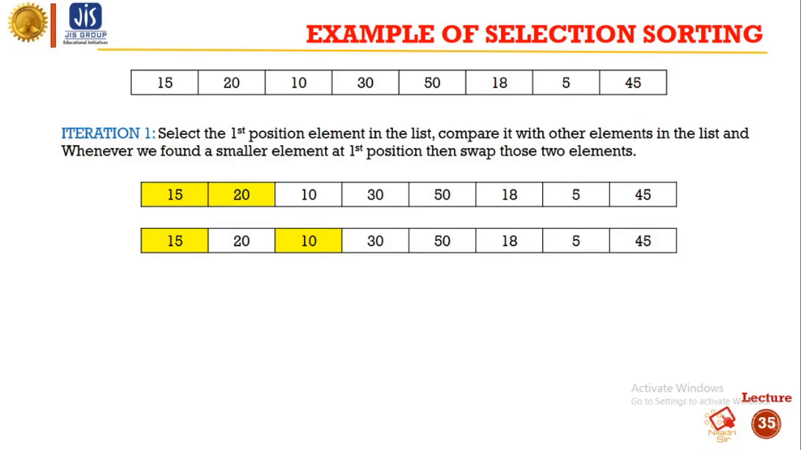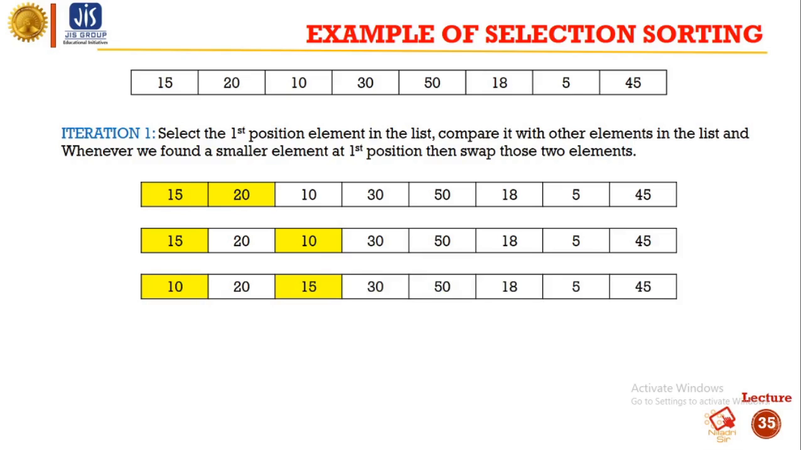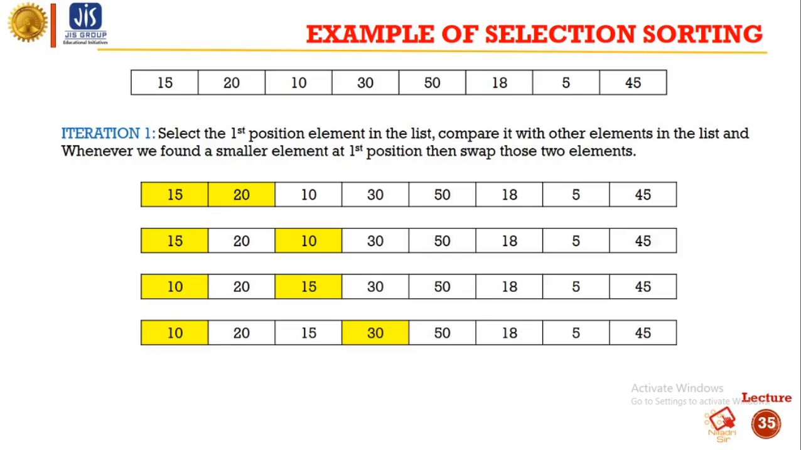So 15 will come to the position of 10 and 10 will go to the position of 15. This is the swapping. So now in our first position the element is 10. Okay, so 10 will now be compared with 30. As 30 is greater than 10, there will be no swapping.